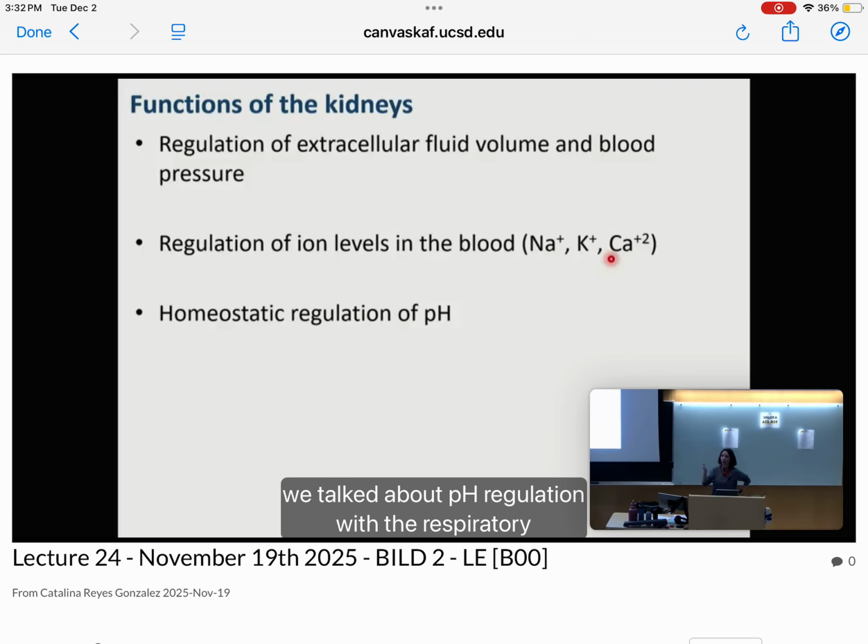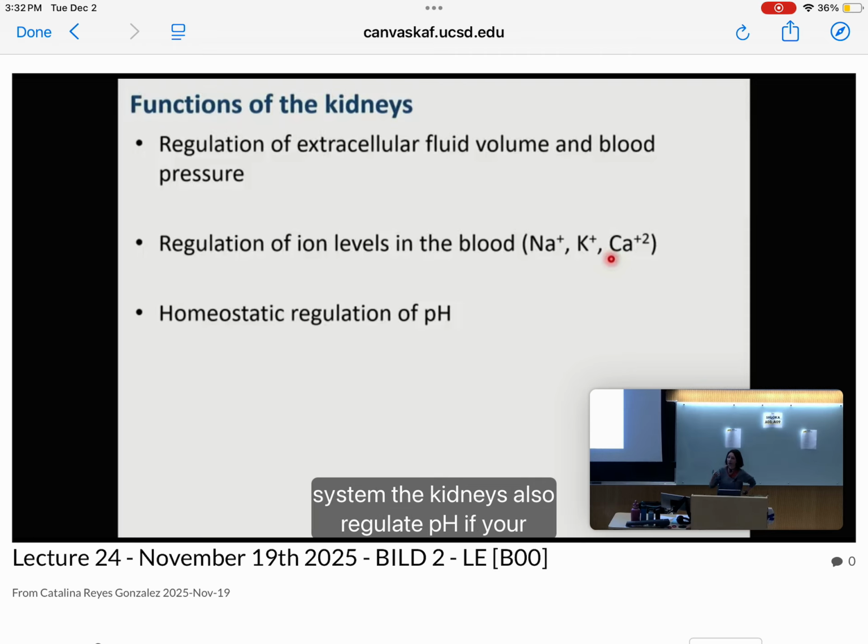We talked about pH regulation with the respiratory system. The kidneys also regulate pH. If your blood is acidotic, then the kidneys are going to excrete hydrogen ions and reabsorb bicarbonate, bring bicarbonate back to the circulatory system. If your blood is alkalotic, the pH is too high, then the kidneys excrete bicarbonate and reabsorb hydrogen ions. So they can control acid base as well.